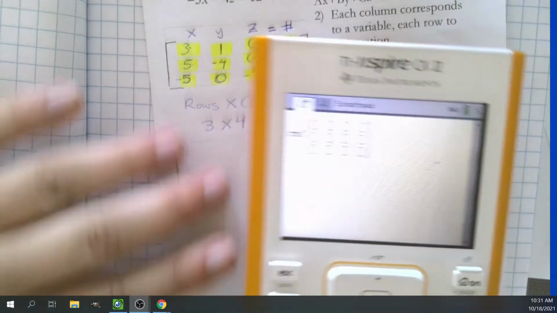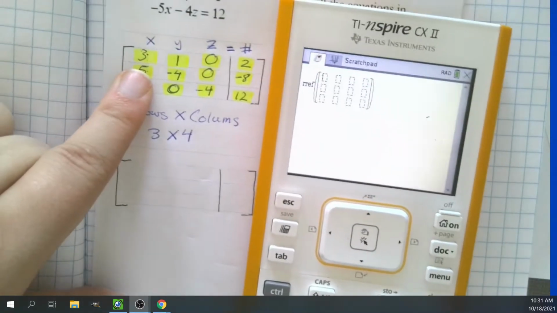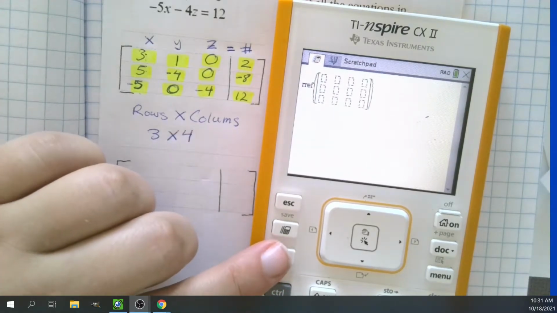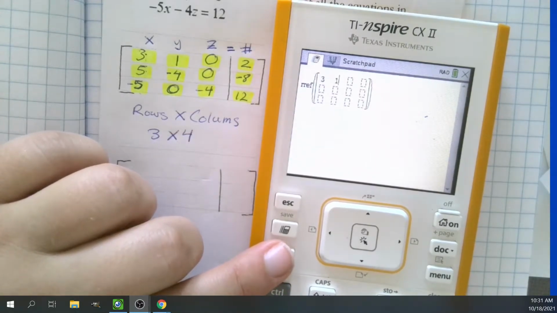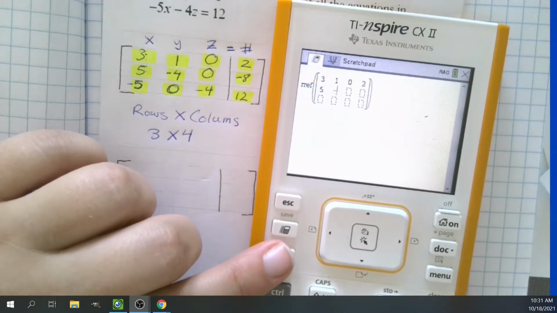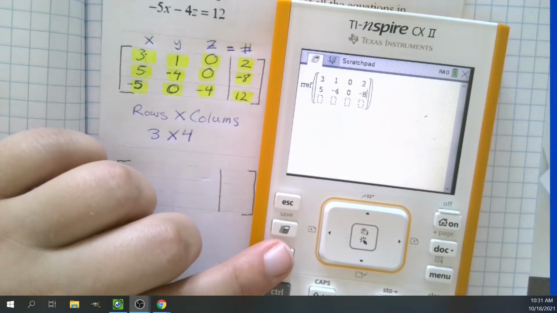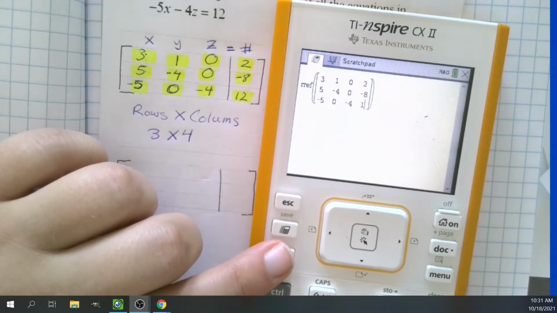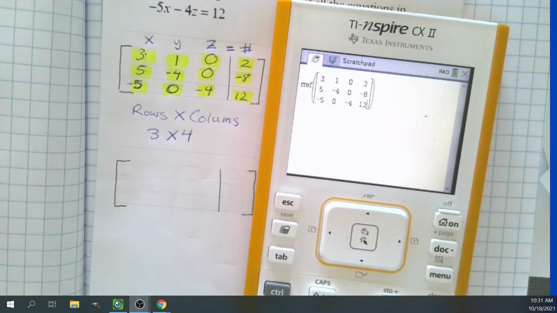Okay, and now we're going to put in the numbers just like we see them. I like to press tab to get from one to another. 3, tab, 1, tab, 0, tab, 2. And I'm going to stop talking so that you guys can do it. When you've got that, press enter.